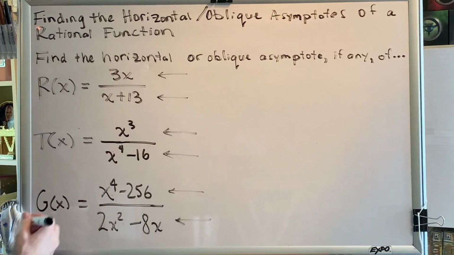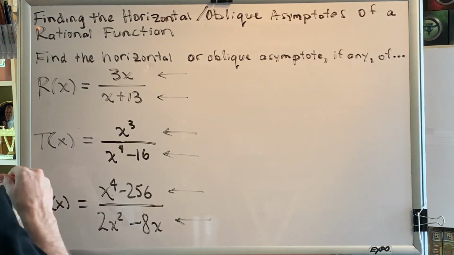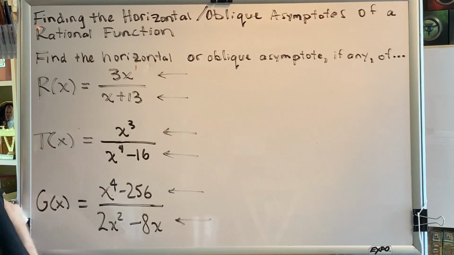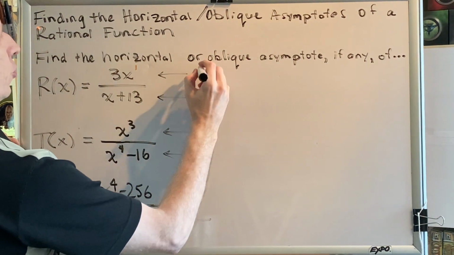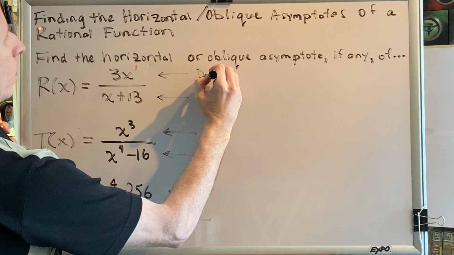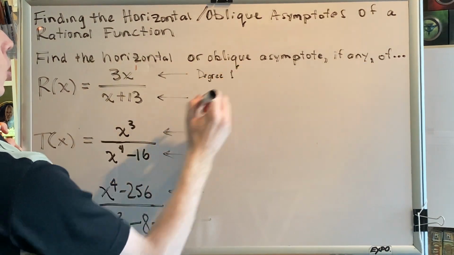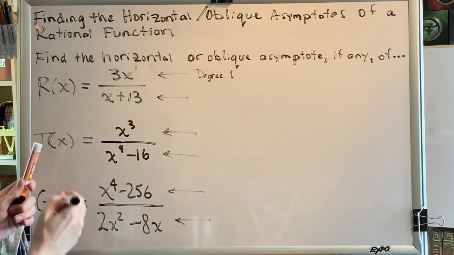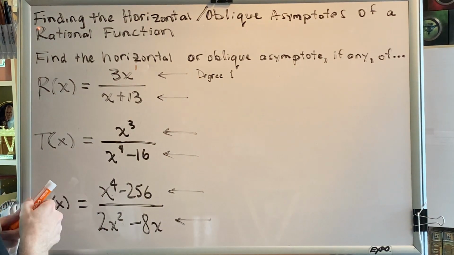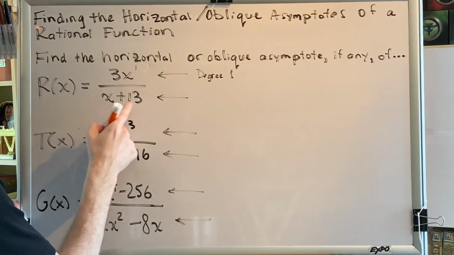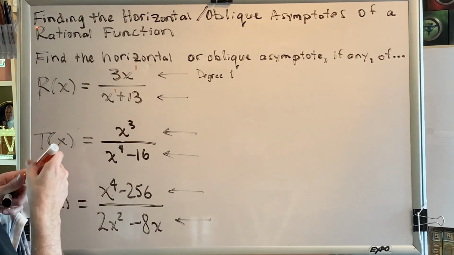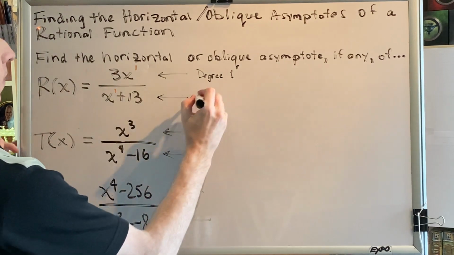Let's begin with this 3x. There's a hidden exponent of 1, and since that is the largest exponent of x, this is degree 1. As a reminder, when a polynomial is in standard form, it is the highest exponent of x that determines its degree. In the denominator, this is x to the first power plus 13x to the 0 power, so the largest x is also 1. This is degree 1.